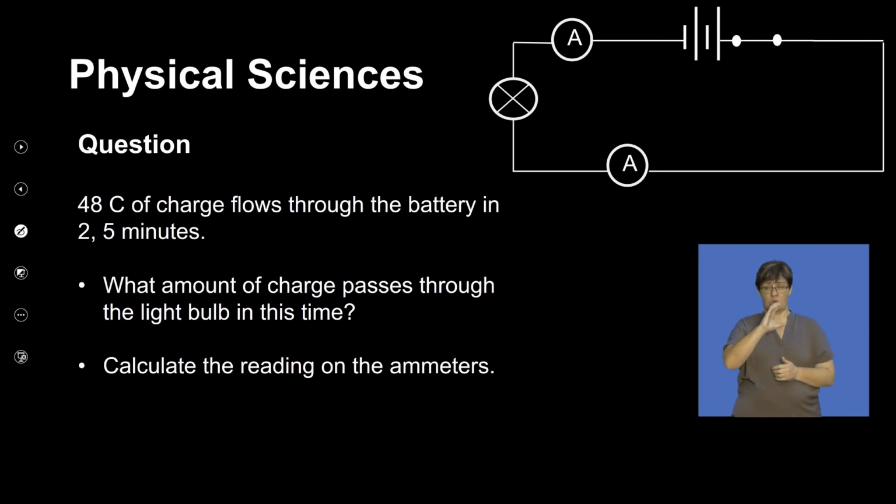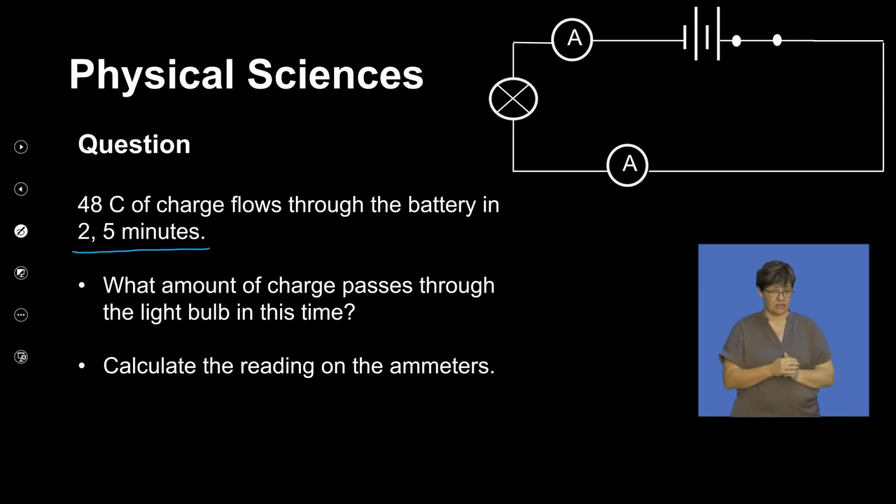We are told that 48 coulombs of charge flows through a battery in 2.5 minutes, right? Take note of that time, all right? And we talk of a unit time. Does that suggest something? Yes, there are necessary conversions that have to be carried out in case we want to do some calculations of some sort, okay? It says here, what amount of charge passes through the light bulb in this time?